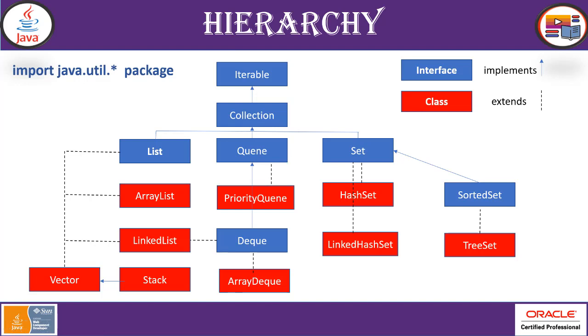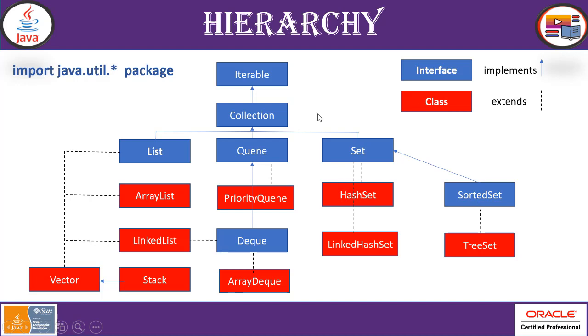Then we have the next level of interface, called the Collection interface, and this Collection interface contains 3 sub-interfaces: List, Queue and Set. These interfaces are further extended by their subclasses: ArrayList, LinkedList, Stack and Vector in the List part. The Queue section has PriorityQueue, Deque and ArrayDeque kinds of classes, and Set has HashSet, LinkedHashSet, TreeSet and SortedSet.